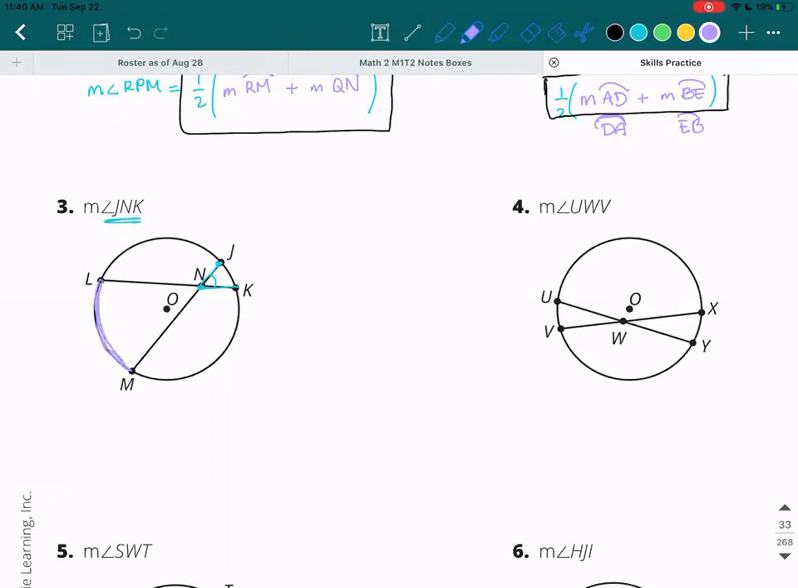It's so hard to just hear all these letters. You guys are right though. I heard LM and I heard JK. These are the arcs that we are going to use in our formula. So we have 1/2, and then we're going to add those two arc measures together. So let's do measure of arc JK. Plus measure of arc LM. So those are the two arcs.